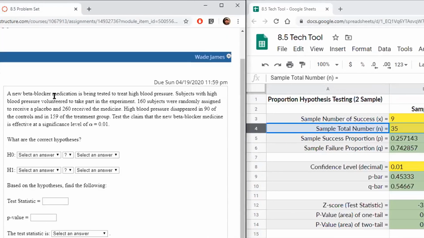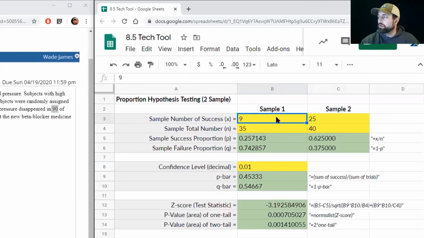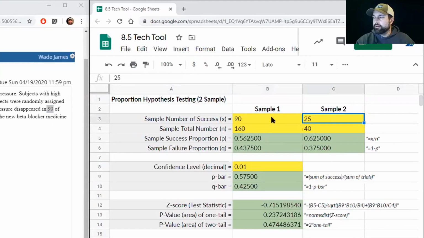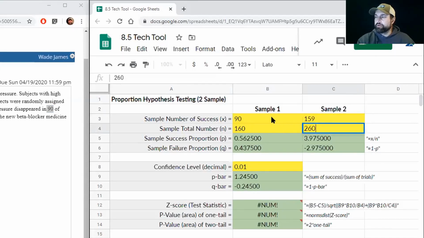A new beta blocker medication is being tested to treat high blood pressure. Subjects with high blood pressure volunteered to take part in the experiment. 160 subjects were randomly assigned to receive a placebo, and 260 received the actual medication. High blood pressure disappeared in 90 of the controls. So if we let sample 1 be our control, we drop a 90 in there out of 160, and then 159 in the treatment group, and there were 260 in that treatment group.